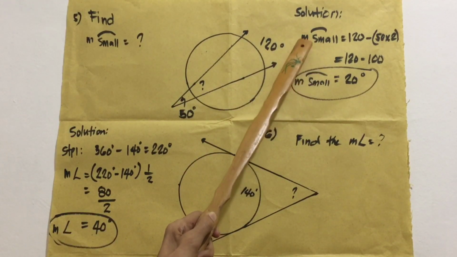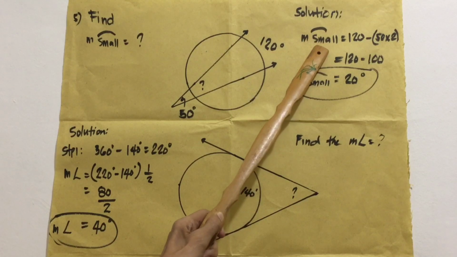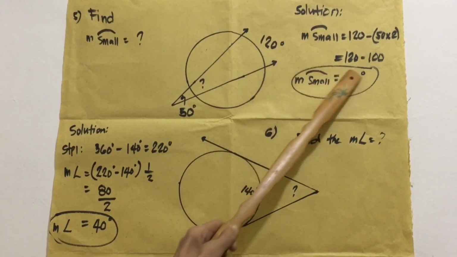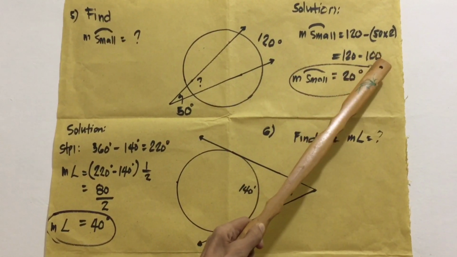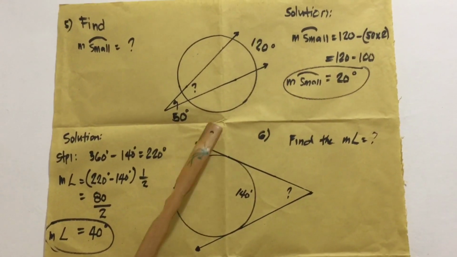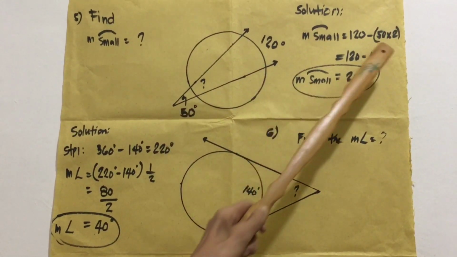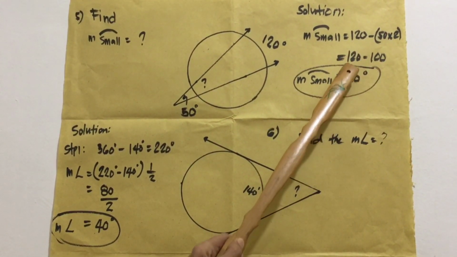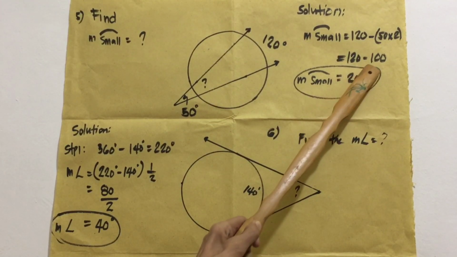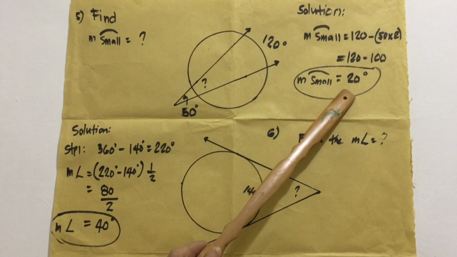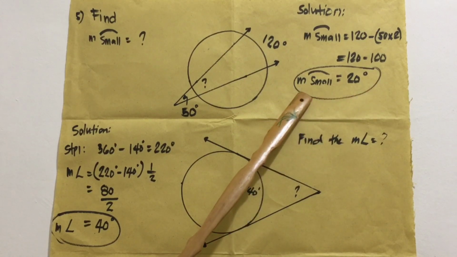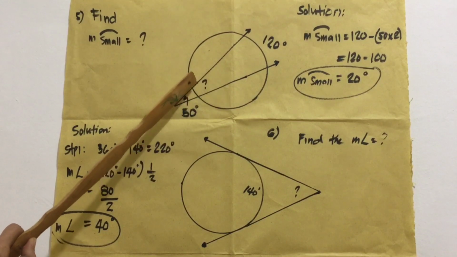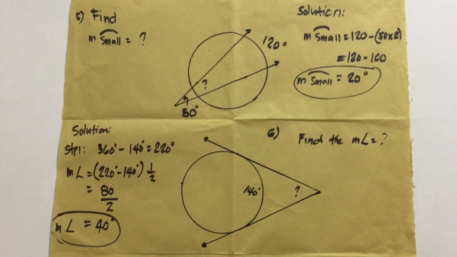We have measure of small arc equals 120 minus the product of the angle. We have 50 times 2 equals 100, and we have to subtract: 120 minus 100 equals 20 degrees. So the measure of the small arc is 20 degrees.